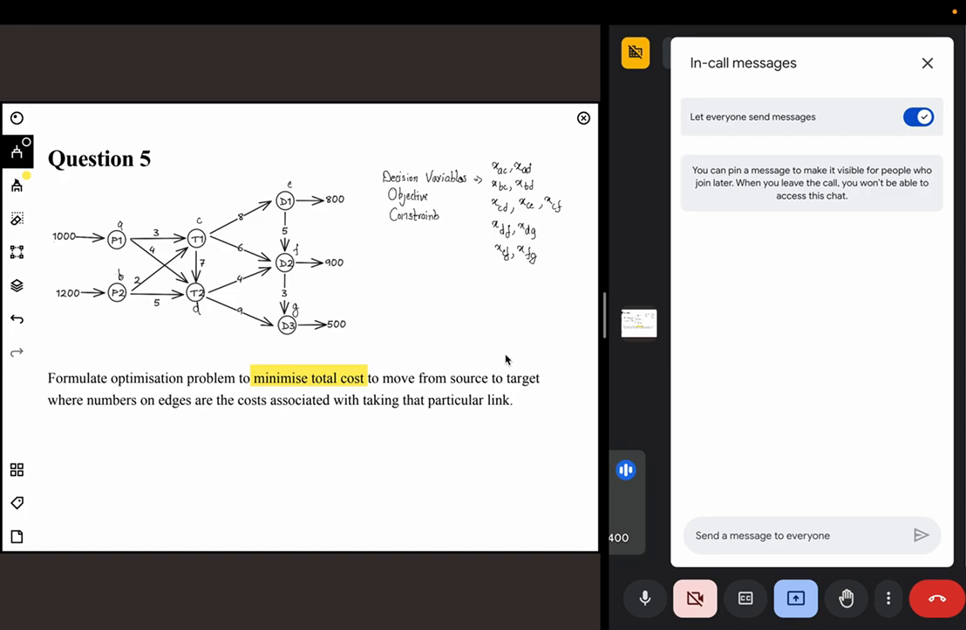So I need to find the values of X such that in the shortest path, all those X's will be 1. Just in case, if this is the shortest path, then this particular XAC will be 1, CF will be 1, and everything else will be zeros, right?